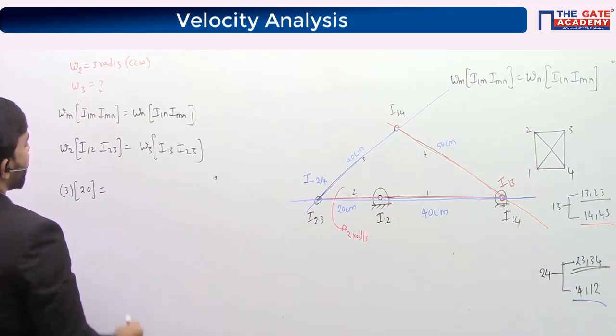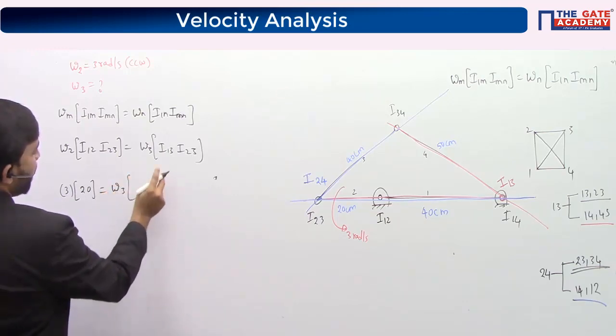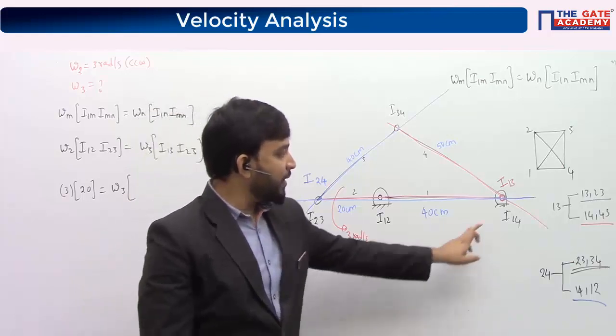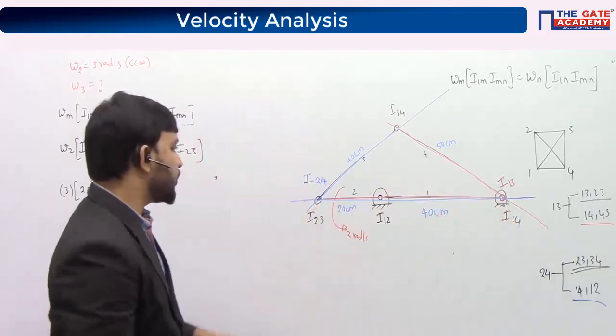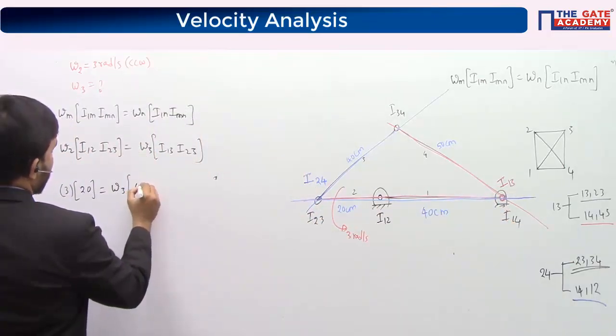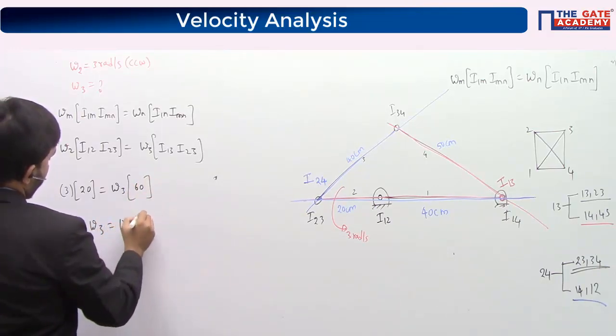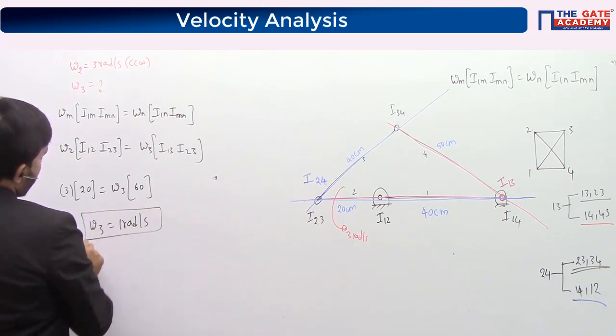Omega 3 is not known. We need to find out omega 3. Distance between 1, 3 and 2, 3. Where is 1, 3? 1, 3 is here. I13. This is I23. The total distance is 60 centimeter. So omega 3 I can say is 1 radian per second. Omega 3 is 1 radian per second.